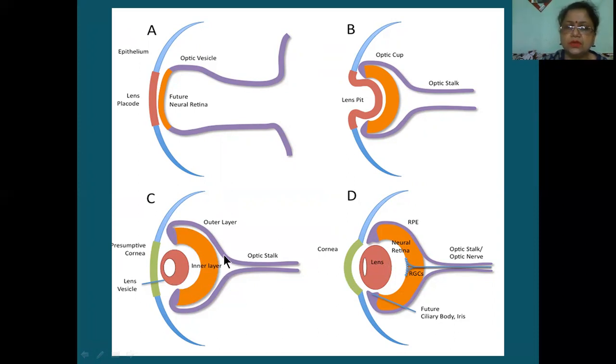Now this was the gap between the outer layer and the inner layer. This is the outer layer, this is the inner layer.